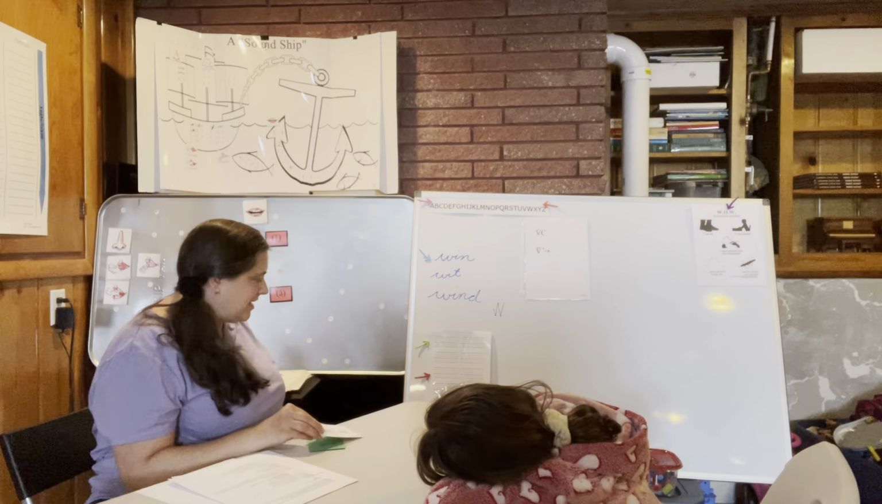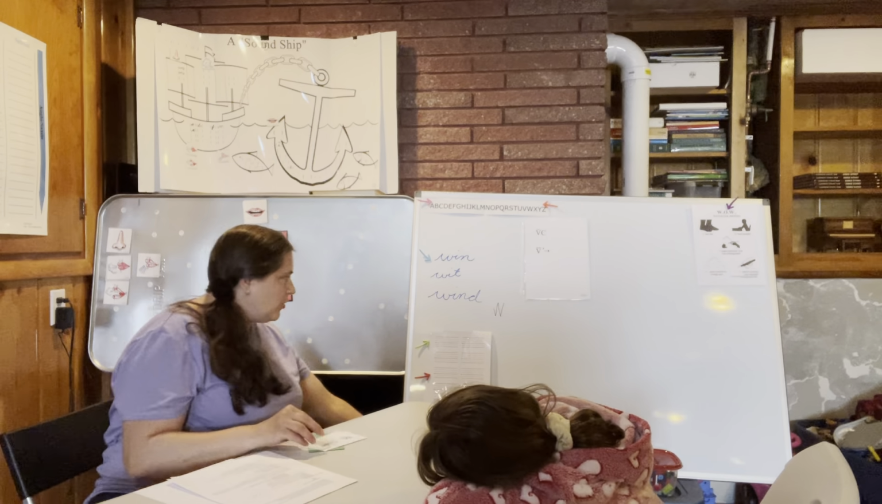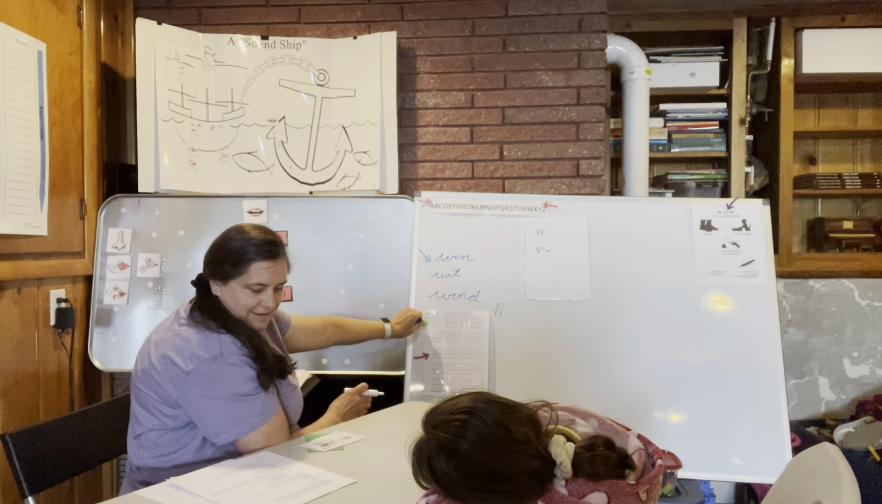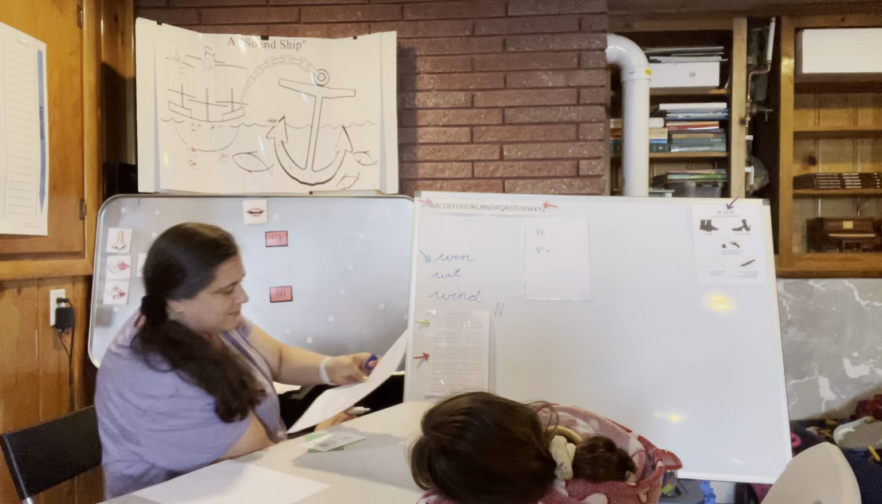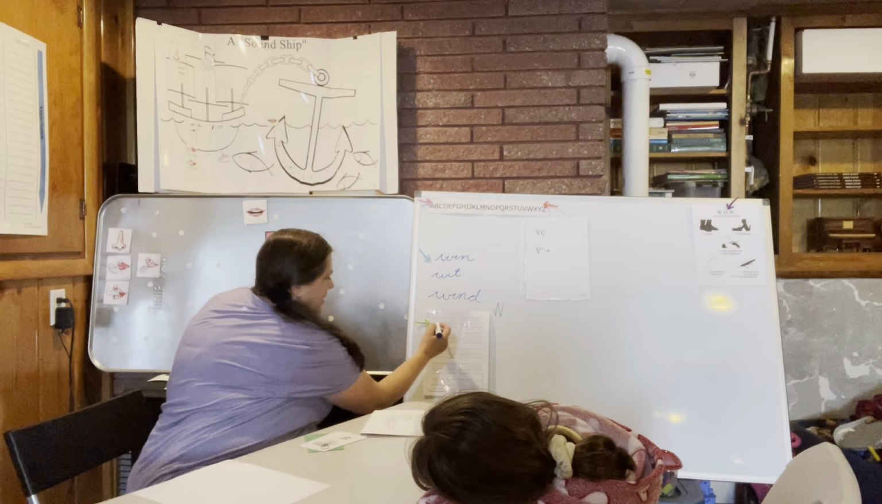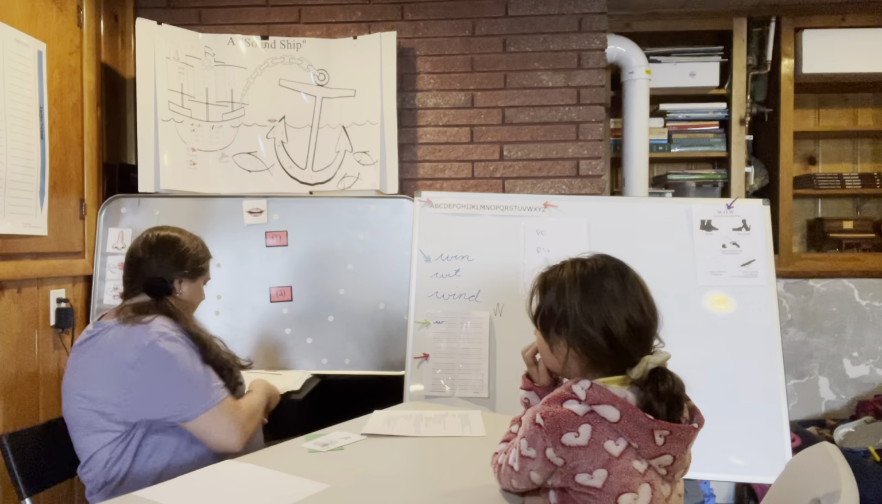So, when we're writing a W in cursive, let's do it on this paper. You're going to start at the little arrow. Swing up, stop, pull straight down, swing up, stop, pull straight down, swing up, stop, release. Try not to lean on that tail. It makes a lot of squeaky noises, huh?